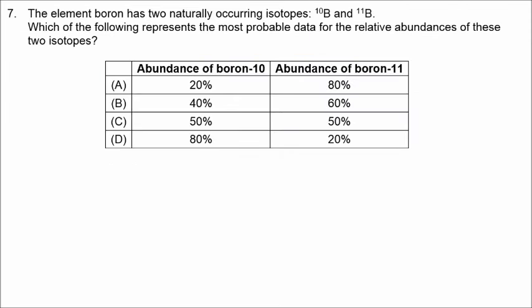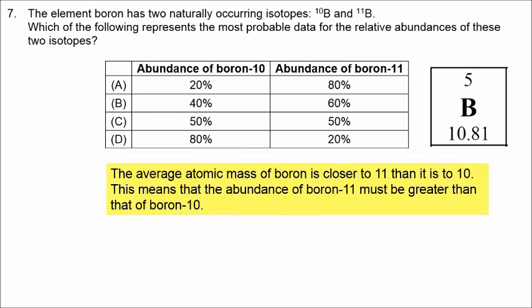In number 7, we are given that boron 10 and boron 11 are the two naturally occurring isotopes. On the periodic table, we see that the average atomic mass of boron is 10.81. So this tells us that the relative abundance of boron 11 must be greater than that of boron 10, since 10.81 is closer to 11 than it is to 10. This means we can eliminate choice C. It cannot be a 50-50 mixture. And we can also eliminate choice D because it shows that there's a higher abundance of the lighter isotope.